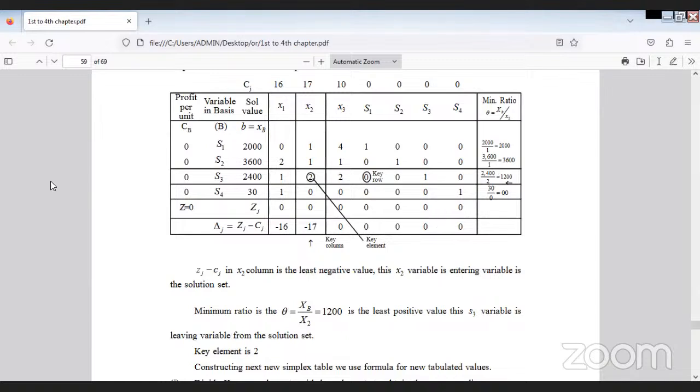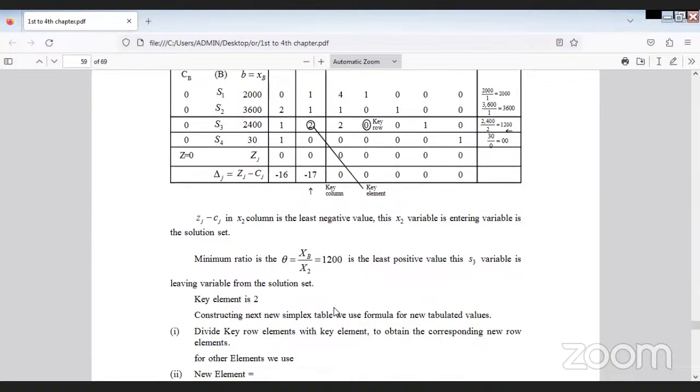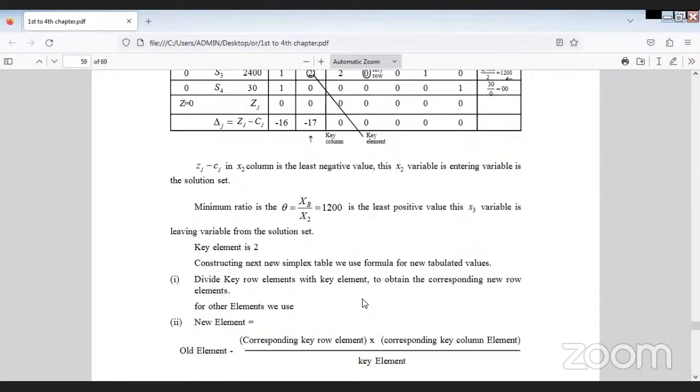Then 2000 by 1 means 2000, and 3600 by 1 means 3600, then 2000 by 2 is 1200, and 30 by 0, so that is 0. The Zj minus Cj, what we are taking, in the x2 column is the least negative. Zj minus Cj least is the x2 variable entering the solution. So theta is equal to xb by the x2 column. So that value is 1200. That is our third equation, xb by, we are taking here the least positive value.